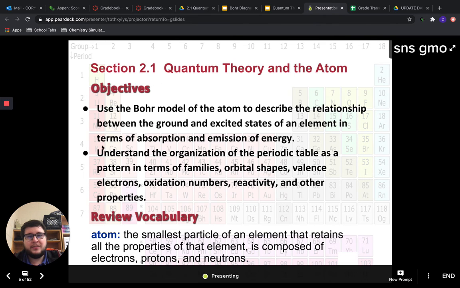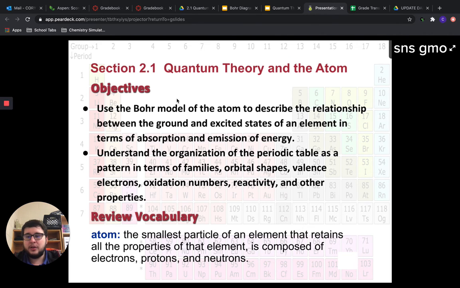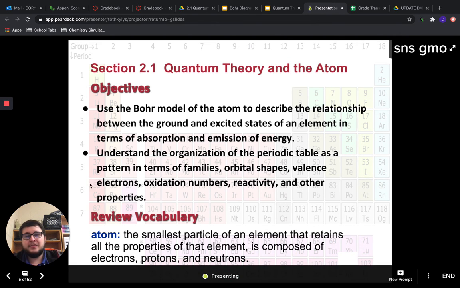Okay, we have two objectives for today. So number one is use the Bohr model of the atom to describe the relationship between the ground and excited states of an element in terms of absorption and emission of energy. We're going to learn about that first. And then finally, understand the organization of the periodic table as a pattern in terms of families, orbital shapes, valence electrons, oxidation numbers, reactivity, and other properties. So we're going to talk about how the periodic table is organized today.